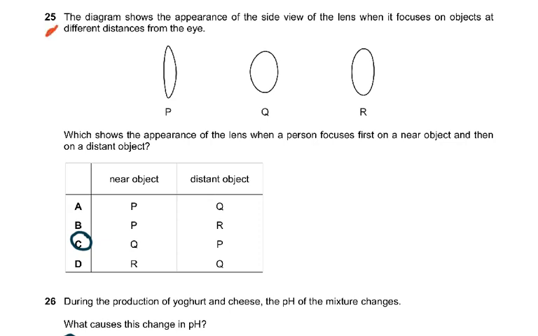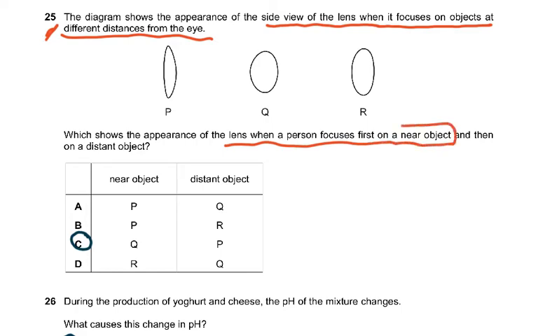Then question 25. The diagram shows the appearance of the side view of the lens when it focuses on objects at different distances from the eye. Which shows the appearance of the lens when a person focuses on a near object? So if you remember my previous one, near is more convex and distant is less convex.